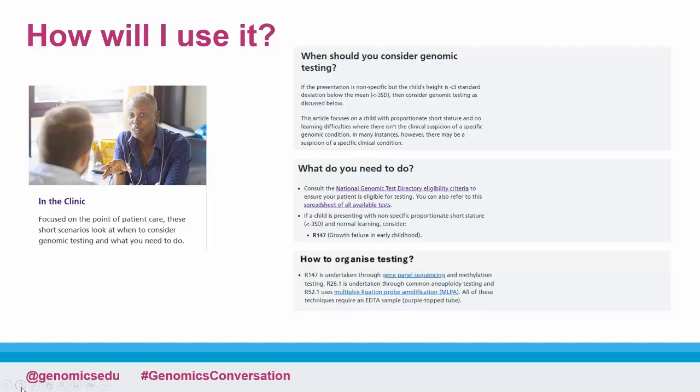So if you have a child sitting in front of you, what are those situations where you might think that genomic testing would be relevant? So it's not just a child who might be small, but what are those parameters that make you think, okay, this is beyond what we would anticipate for somebody who's small within their family, or perhaps they've got other features such as learning difficulties, which would make you think that genetic testing would be more relevant for them. And then if you've made that decision, then it's what do you do next?